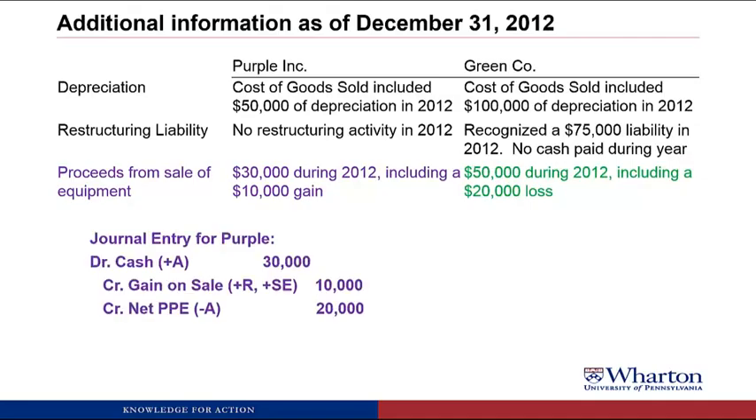So what Purple would have done is debit cash for $30,000 because that's how much cash they're receiving. They have a gain on the sale, which is a credit. It's like a revenue. It increases net income. It increases stockholders' equity. So you credit gain on sale for $10,000. And then they would credit net property, plant, and equipment to take the PP&E off the books at its current book value.